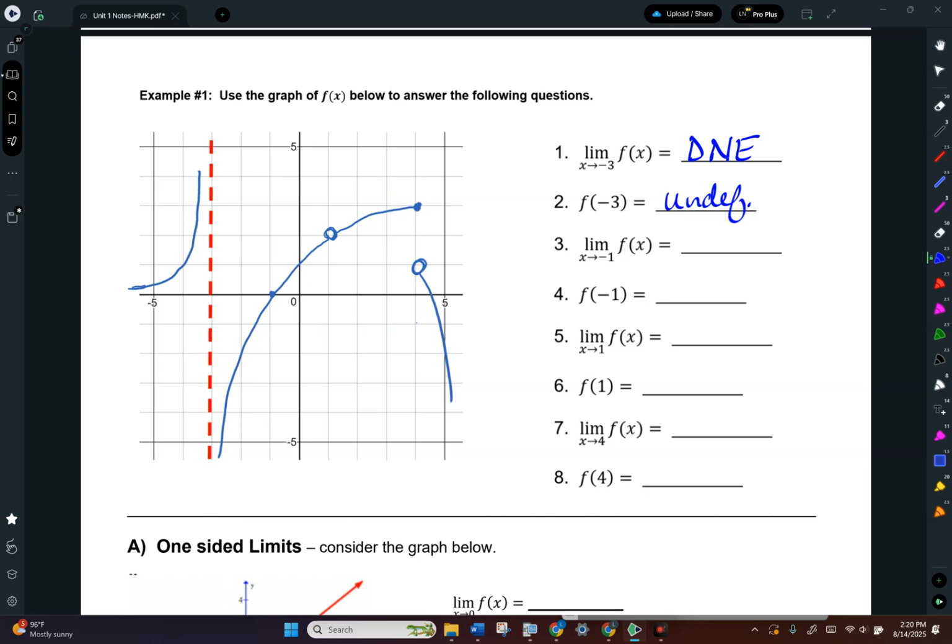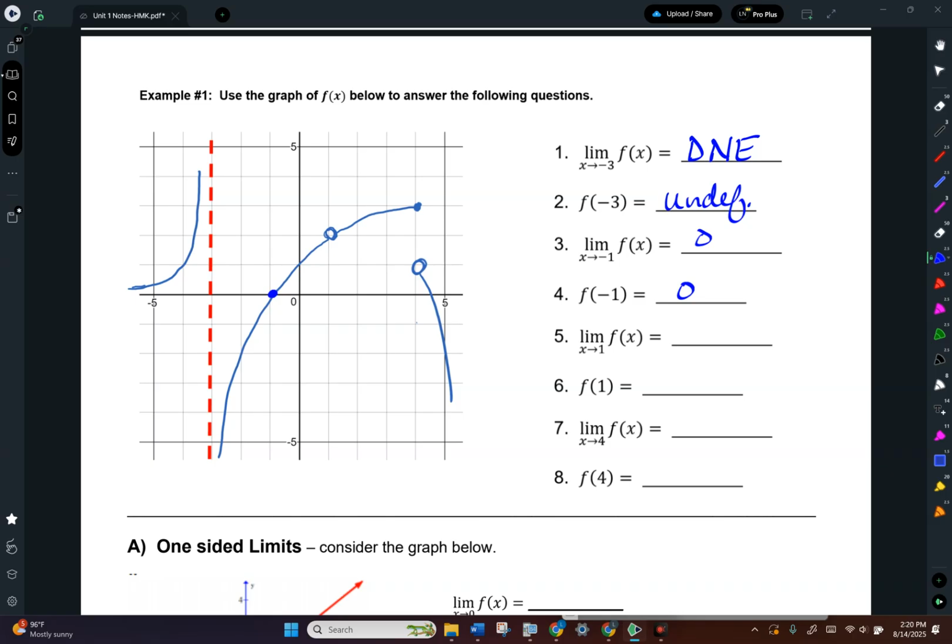Number 3, the limit as x approaches negative 1. Well, at negative 1, the two sides of the graph actually come together at that point, and the y value is 0. What is f of negative 1? Well, since there is actually a point there, the y value is 0. So sometimes the actual point is the same as the limit.